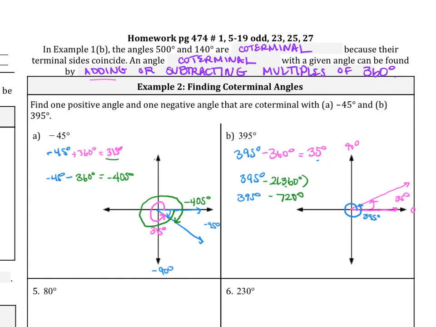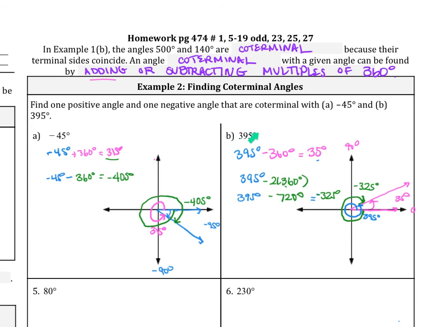So 395 minus 720 degrees, that ends up being negative 325 degrees. So to draw that, you're going to start here on this initial side, and then it rotates negative 325 degrees, which is right here. So it's less than a full circle. So on both of these, we found a positive and a negative angle that is coterminal with the angle given.